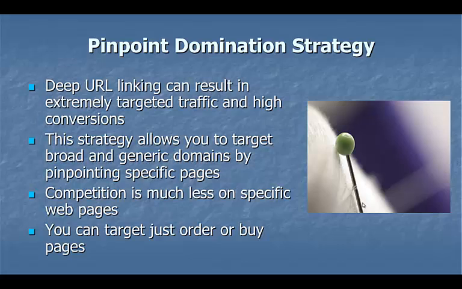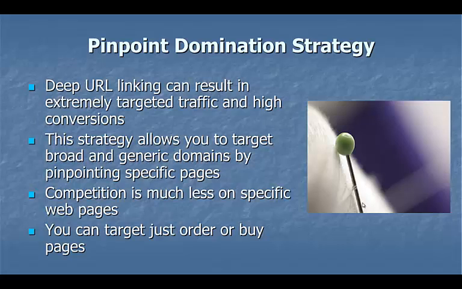Because then you know that these are people who are actually creating a new account and not simply returning SinglesNet users who are logging in from the home page. This is an example of deep domain or URL linking, which can result in extremely targeted traffic and higher conversions. Because if the person is at the registration page of SinglesNet.com, chances are they're going to be more inclined to fill out your offer if you're popping up a registration offer for Match.com. Like I said, this strategy allows you to target broad and generic domains by pinpointing specific pages on that particular domain.